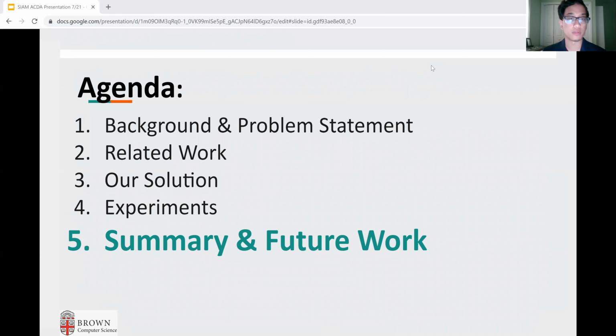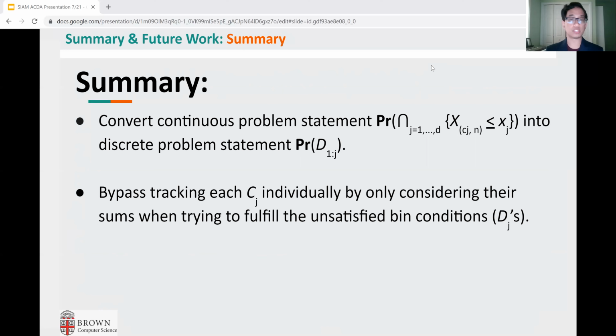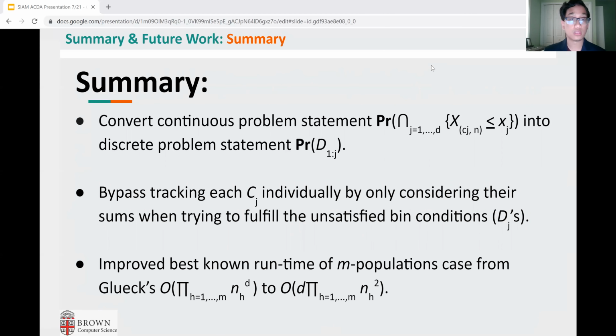Okay, and now for a couple of closing remarks. So first, what did we cover today? Well, we transformed a continuous order statistic problem into a combinatorial one involving throwing a sufficient number of balls across various bins. Our approach dodged exponentiality in d by ignoring the individual count of each bin and only considering their sums when trying to fulfill bin conditions. This allowed us to improve the best known runtime of the m populations case from Gluck's, which is exponential in d, to one that is linear in d.